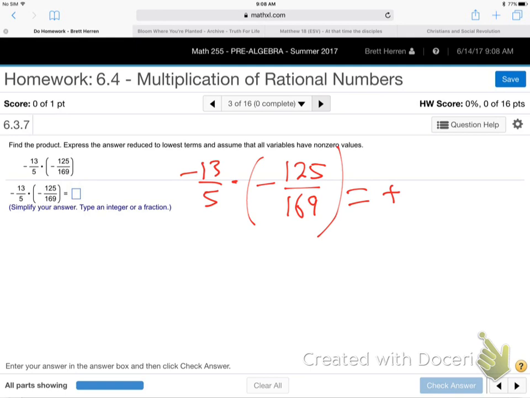Just type in 13 fraction 5 times 125 fraction 169. Hit equals. It'll tell you the answer is 25/13, I think. If not, you've got to do it by hand. So by hand, divide them on your calculator. 13 goes into 169 13 times. 5 goes into 125, 25 times. So it's positive 25/13.